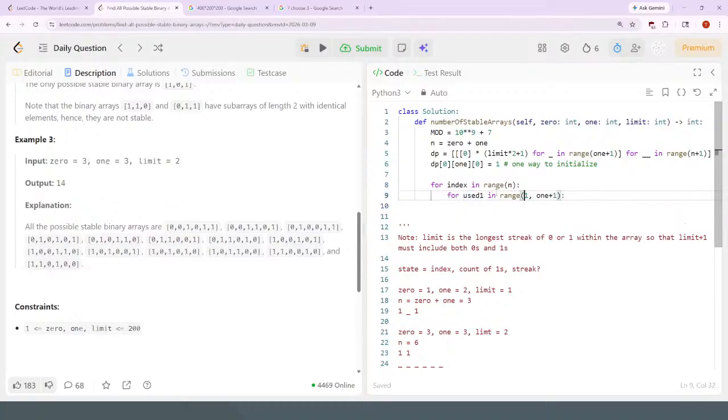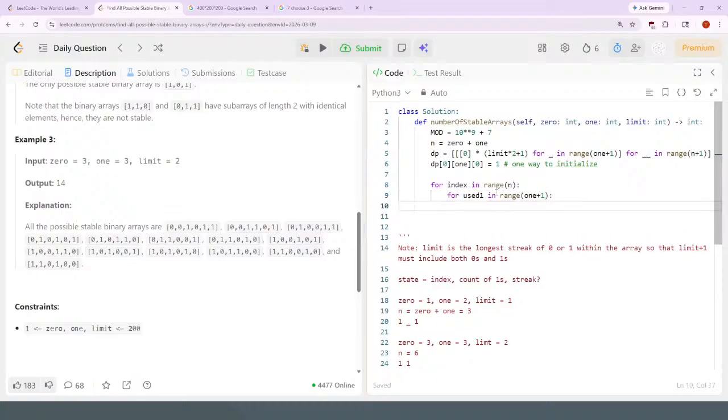Maybe it should still be 0 to 1 plus 0, all the way to the number of ones plus 1. And then for everything in range limit plus 1. I guess there should be limit, no, this should be in range limit times 2 plus 1.